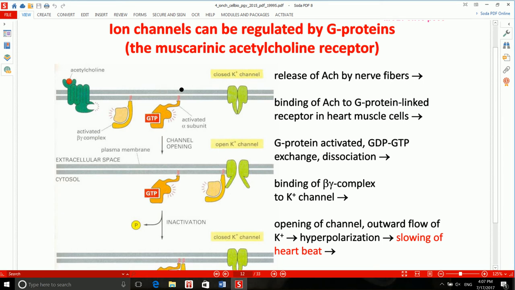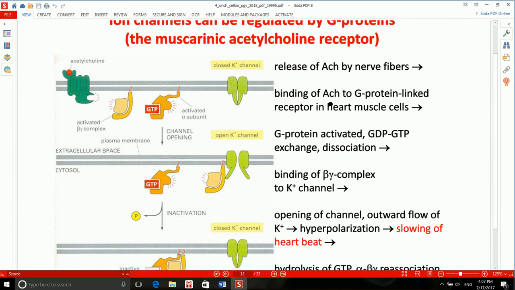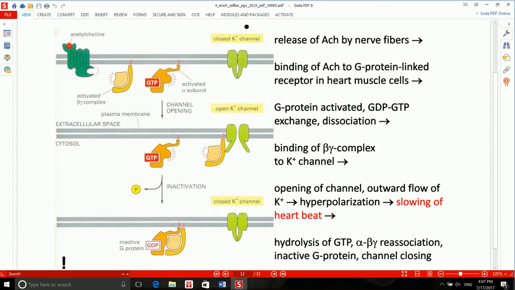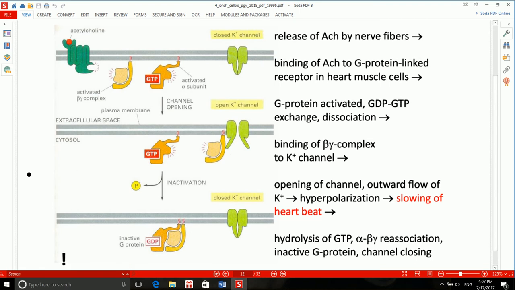It is regulation by the G protein. The example is the muscarinic acetylcholine receptor. Another name for it is the metabotropic acetylcholine receptor. So, muscarinic or metabotropic acetylcholine receptor. Now this picture here is not very intuitive, but we're going to make sense of it right now.